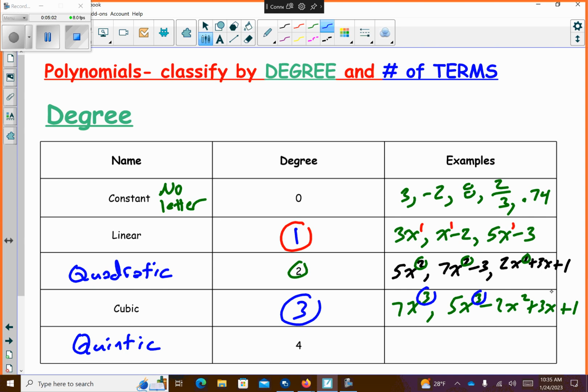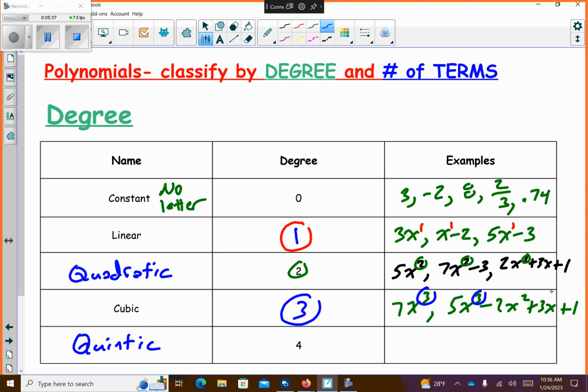Cubic: third dimension, length, width, height. Ooh, wait a minute. Constant, degree 0, zero dimension. Linear, first power, first dimension. It's got length. This is prepping you for geometry, and even beyond. Quadratic, second degree, second dimension, length, width. Cubic, third dimension, length, width, height.